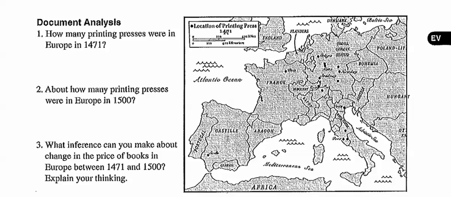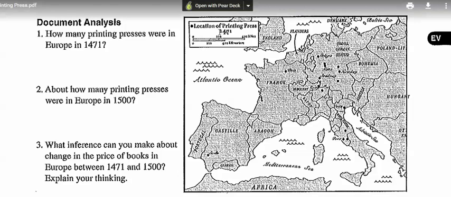So, let's say, for instance, Castile right here, it's Spain. But it's not going to be named Spain just yet, because guess what? It's in 1471. So when you look at all of the aspects of a map, make sure you look at the title before you answer any one of the questions. You're looking for the location of printing presses in 1471.